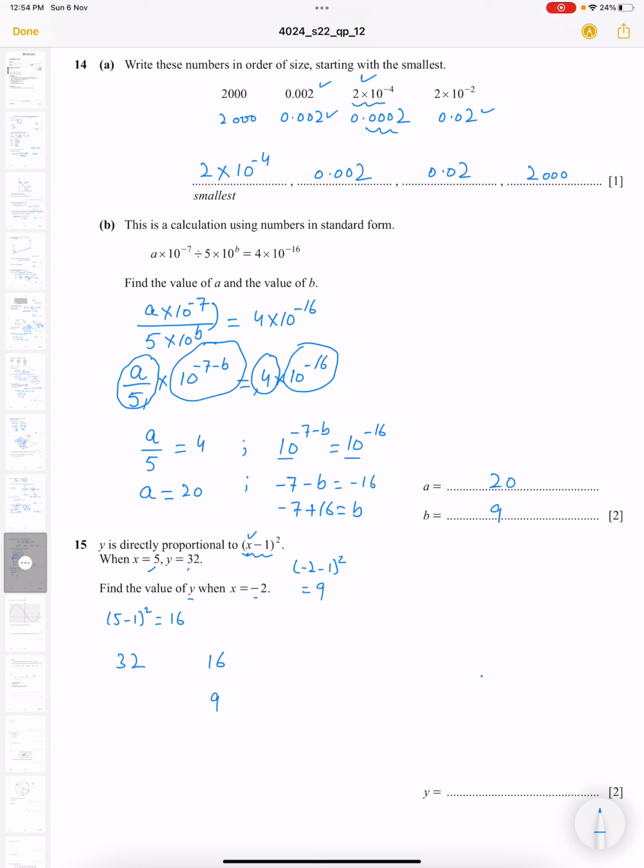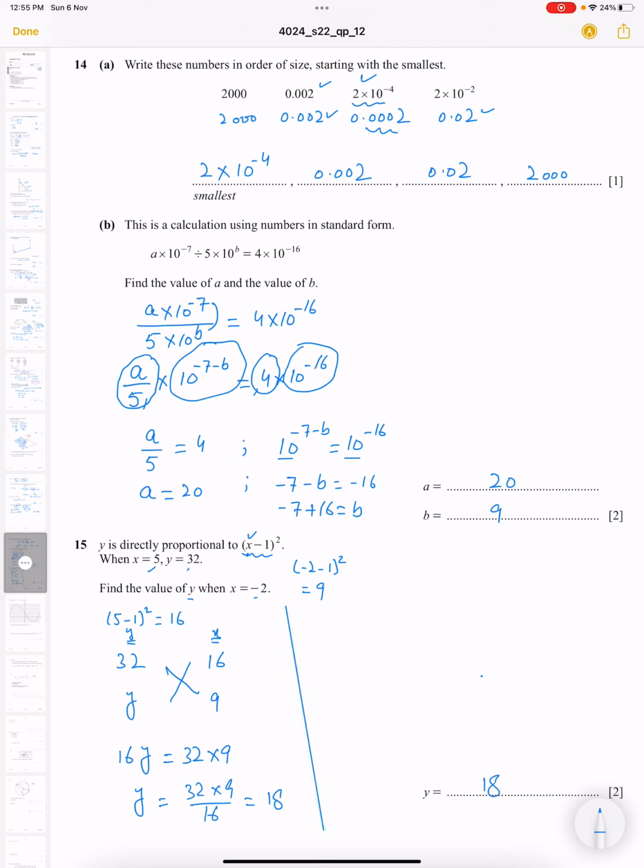So here 9, because this is representing y, here we are representing x. And we have to find out the value of y. Since it is a direct proportion, we can do cross multiplication. So 16y is equal to 32 times 9. So y is equal to 32 times 9 over 16. So 16 2s are 32, 9 2s are 18. So y is equal to 18.